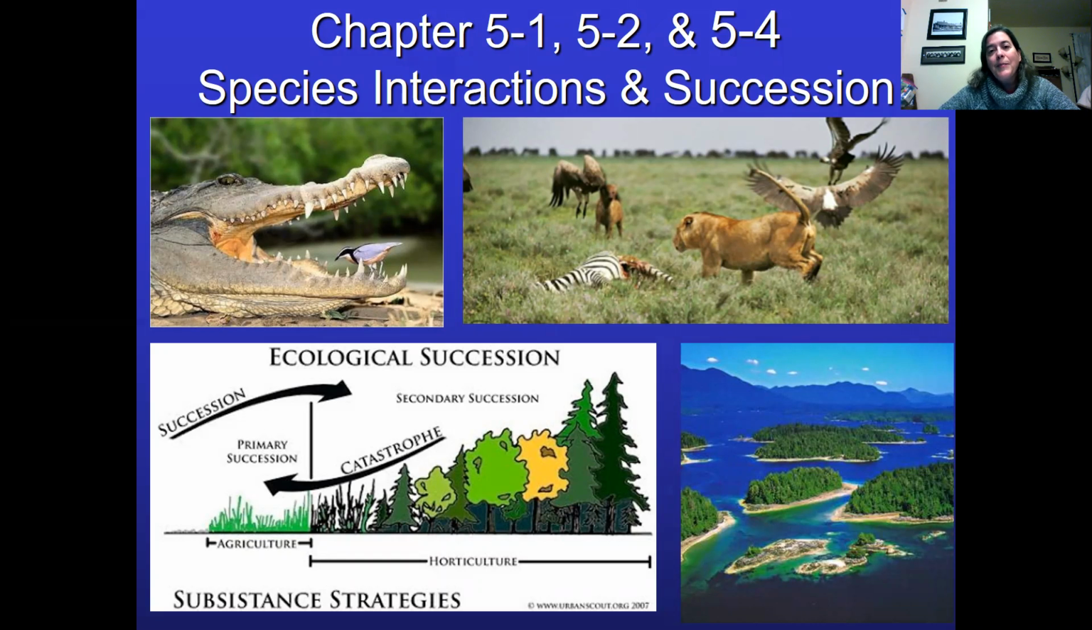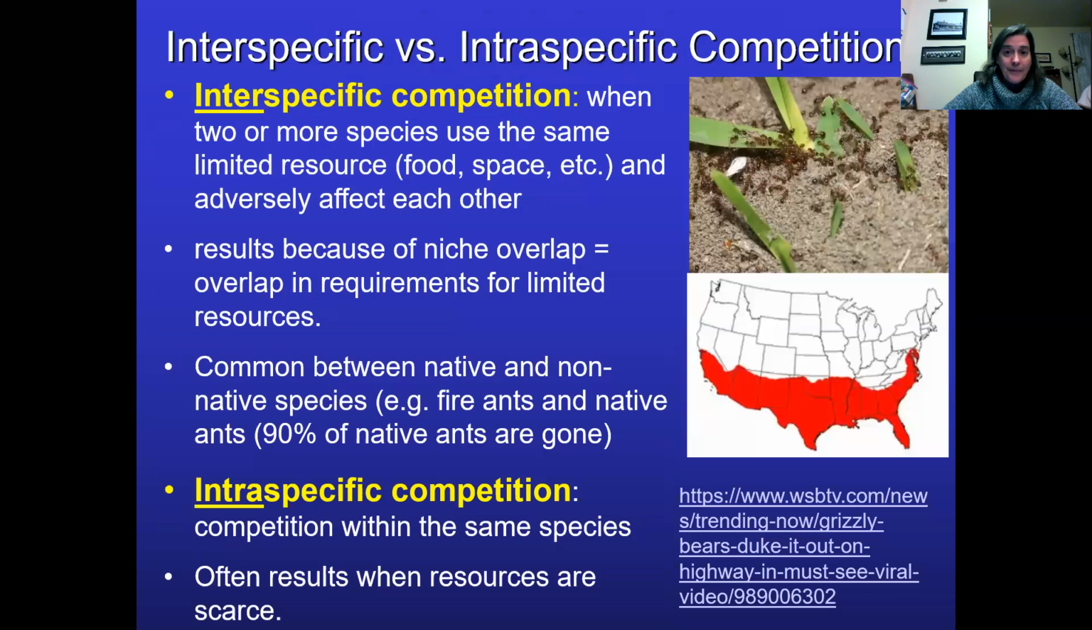Today we're going to be talking about species interactions and succession. So there's just some examples of species interaction, and we're also going to be talking about succession and island biogeography, which is going to relate to the two simulations we'll be doing in class.